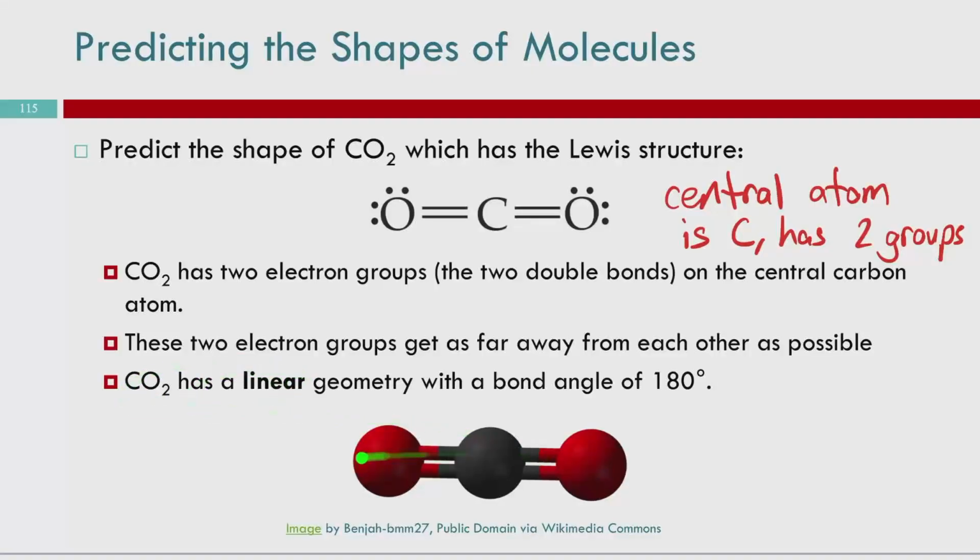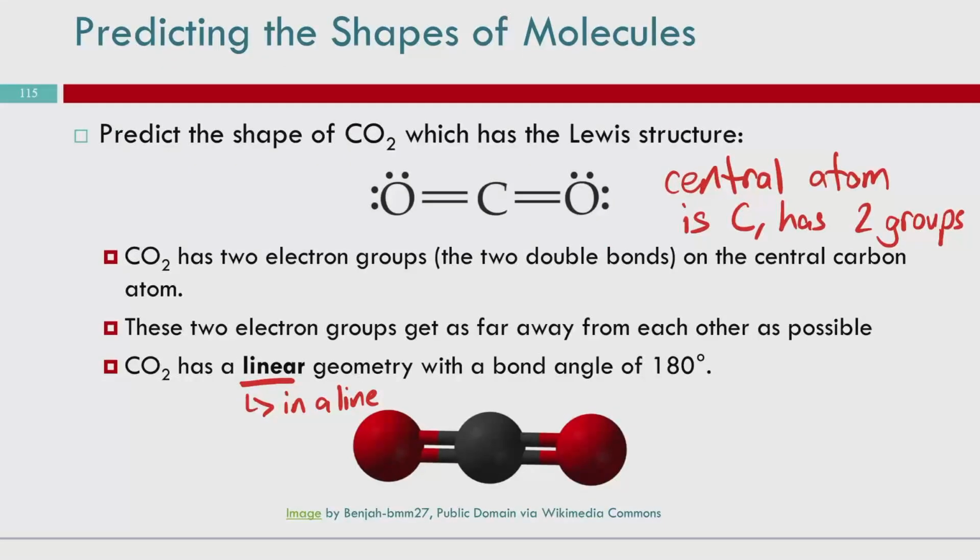So CO2 has a linear geometry. And the theoretical bond angle of 180 degrees. They've gotten away from each other as far as they possibly can. Anything else, especially if you've just got 2 things, we're just going to call it linear. Some places don't call it linear. I call it linear. But anytime that we've got stuff that's all lined up, that's linear.